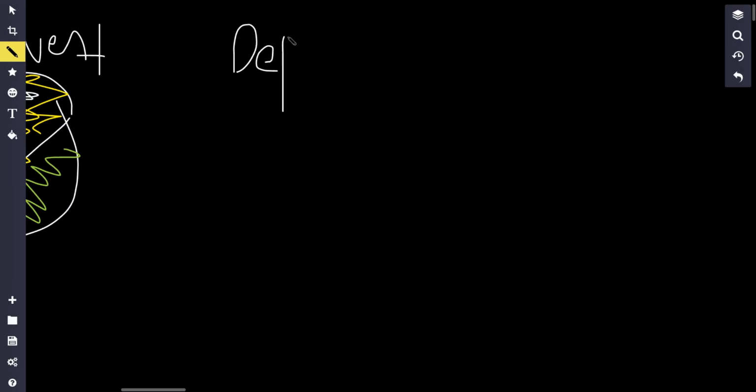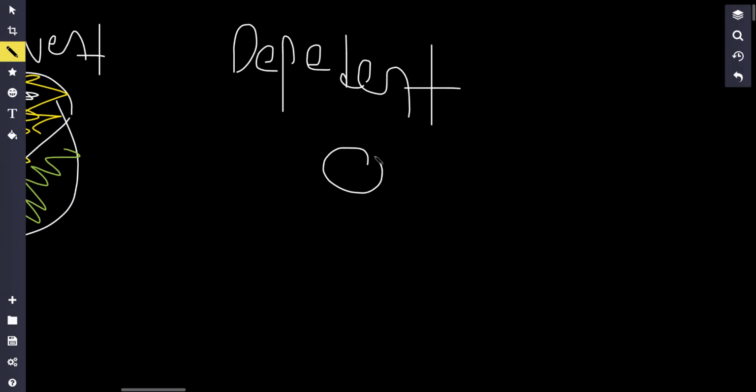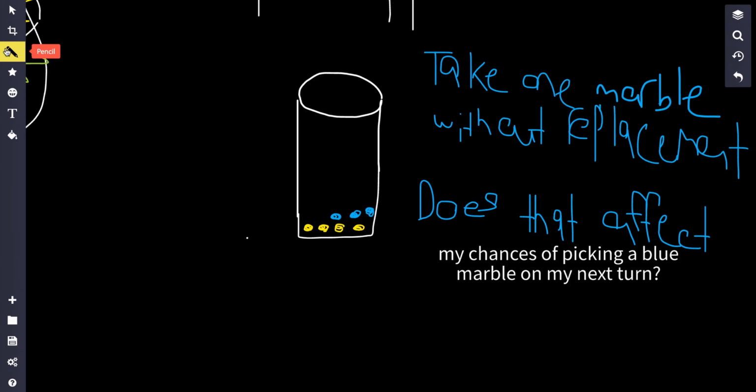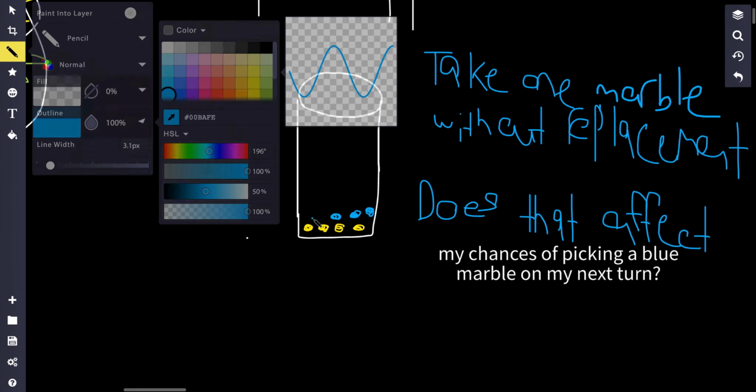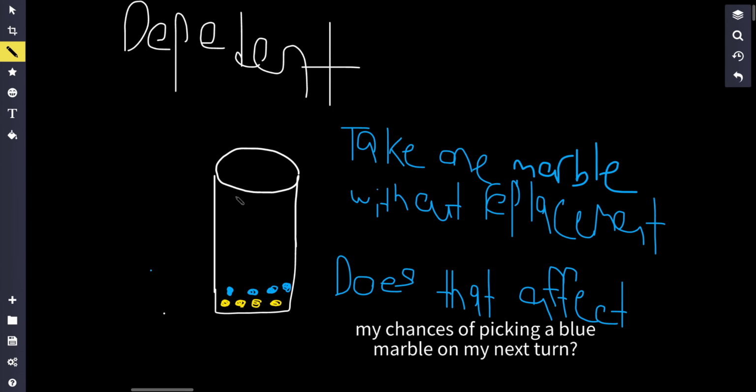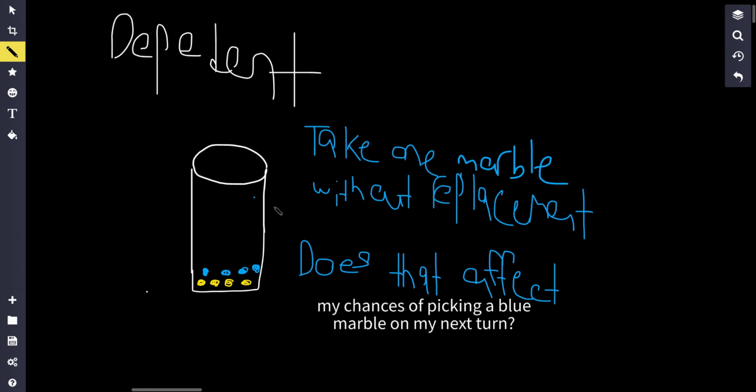However, let's say we have a bag of marbles. Okay, so a dependent event, you can probably guess what that is. That's just the opposite of an independent event. It's when two events have an effect on each other's probability.